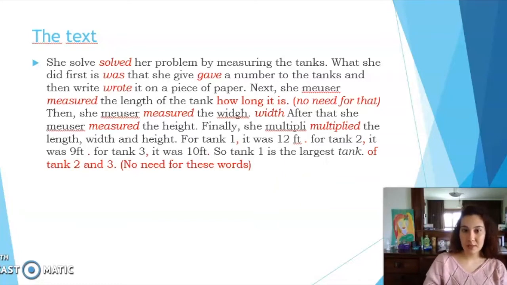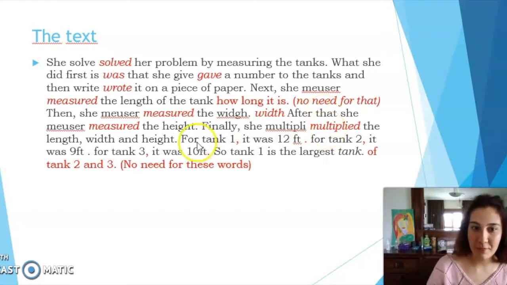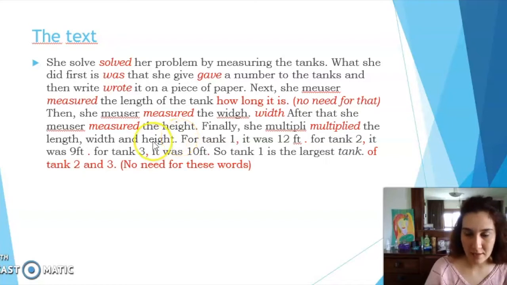Then she measured the width. So here again, the verb is misused. It should be: then she measured the width. Again, here she misspelled the word width. After that, she measured the height. Again, here the problem is the same, the verb. And no, it's okay, she spelled the word correctly here.